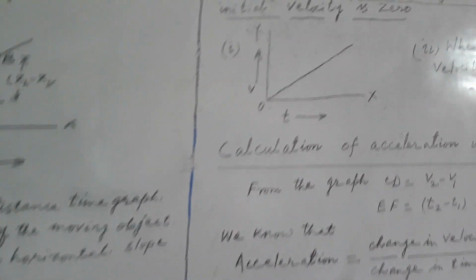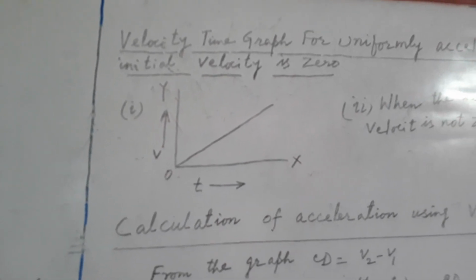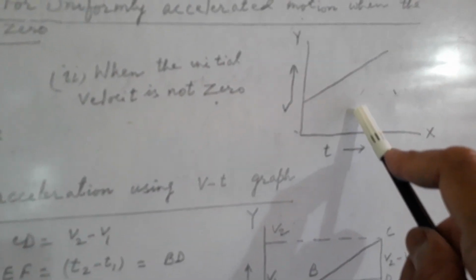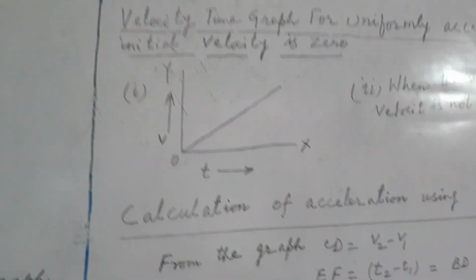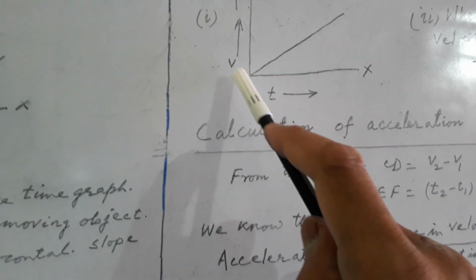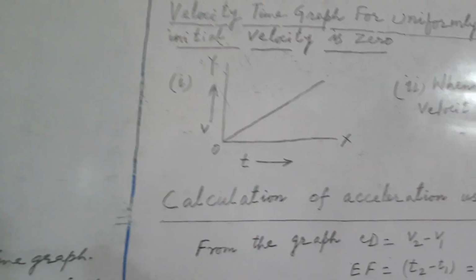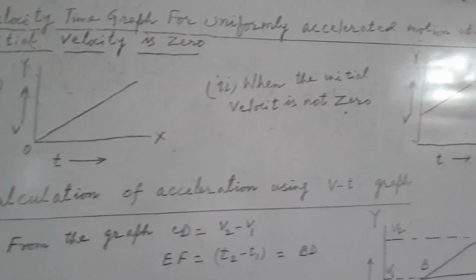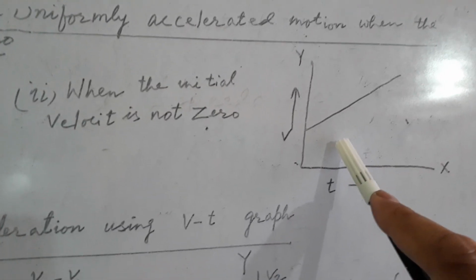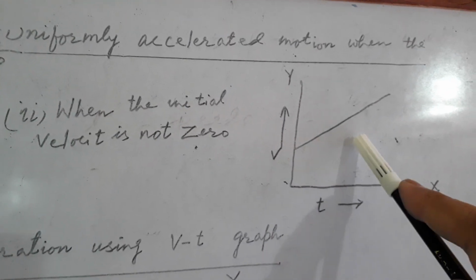Now, velocity time graph for uniformly accelerated motion, when the initial velocity of the body is 0 and when the initial velocity of the body is not 0. So first you see the graph when initial velocity is 0. When initial velocity of the body is 0, then body will start from the origin, that is reference point. Okay, and it will be a straight line, and when the initial velocity of the body is not 0, in that case the graph takes the shape in this way.